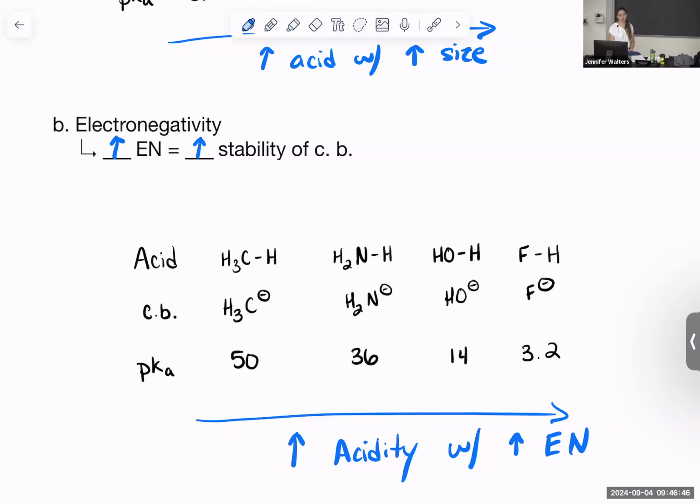Size is usually the more important factor, but if you're comparing in the same row, then you're going to use electronegativity. Size is not as significant when you're in the same row.